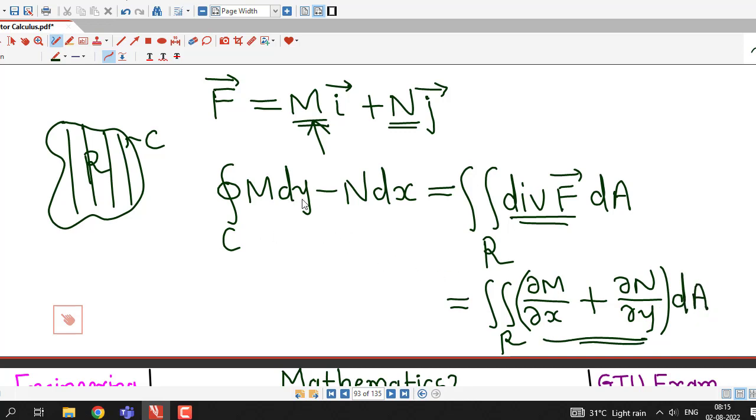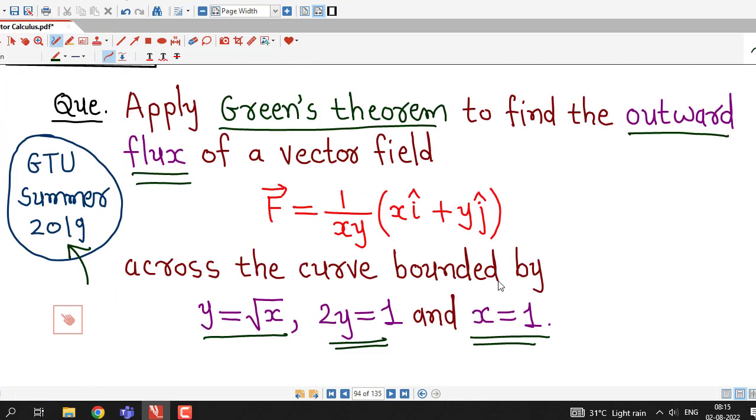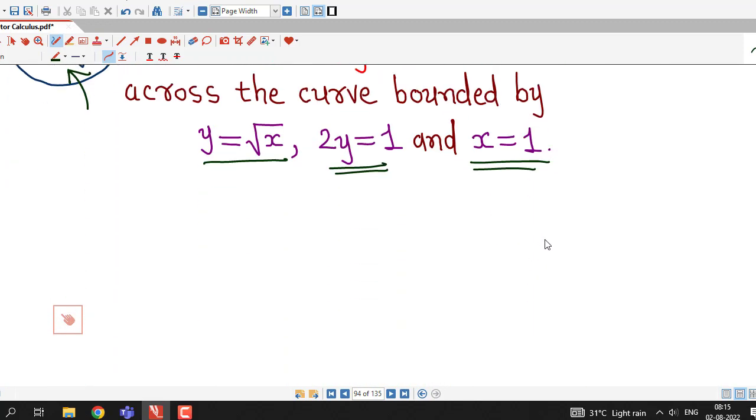So here we are asked to apply Green's theorem to find out this outward flux. So we will not compute the line integral, but we will find out the value of the line integral using the double integral of del m by del x plus del n by del y over the given region of integration. So first we write down what is the given vector field.